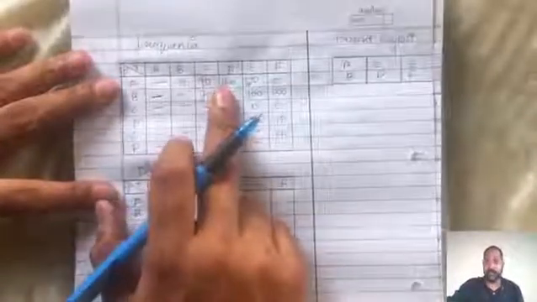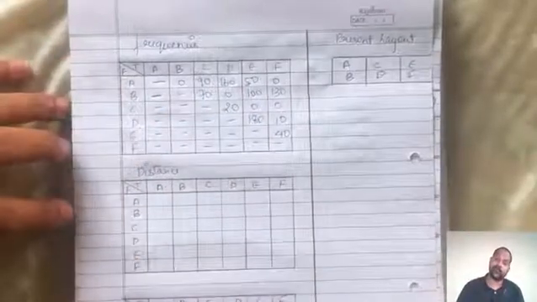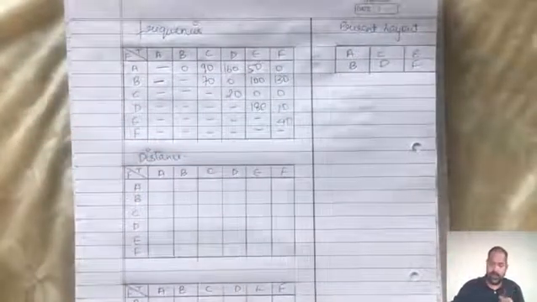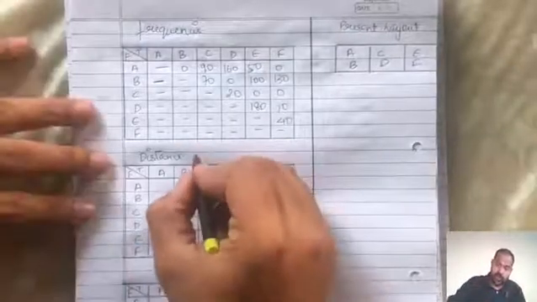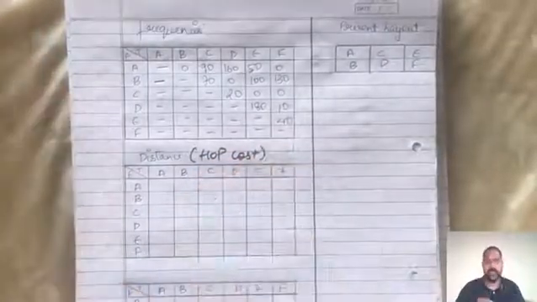So it's not just the number of times that matters. The distance between the departments also matters. And how are we going to find the distance? The distance we are going to find, and this is what we used to call it when I was studying this, we used to call it the hop cost. What do you mean by hop cost?